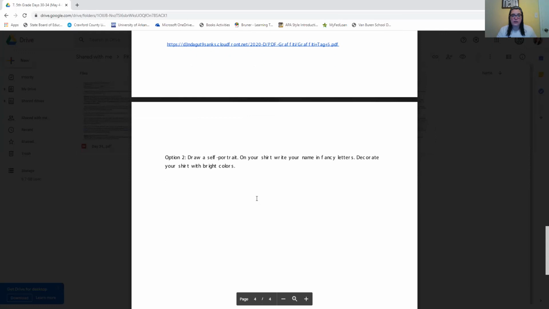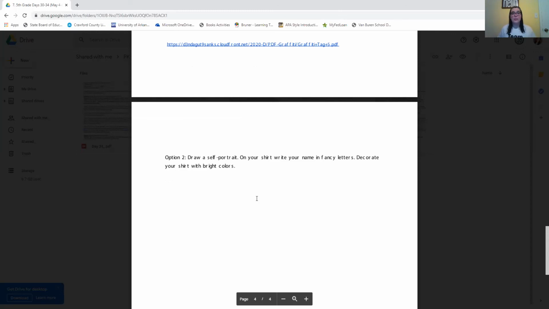So option 2 for art today is to draw a self-portrait. On your shirt, write your name in fancy letters. So you can use any type of lettering you want, have fun with it, make it cool, make it cute, make it however you want it to look. So on your shirt, write your name in fancy letters. Decorate your shirt with bright colors.